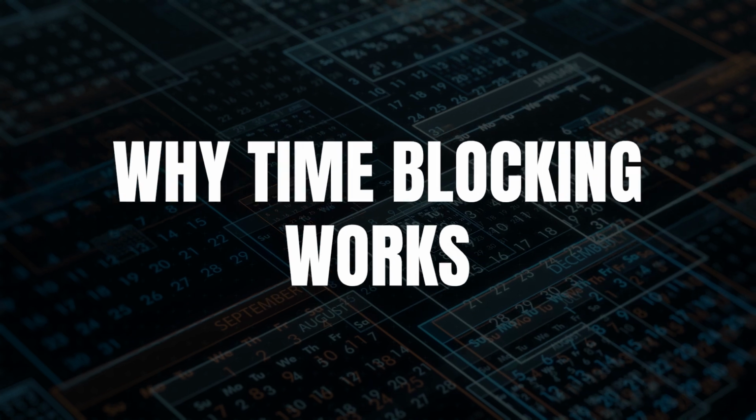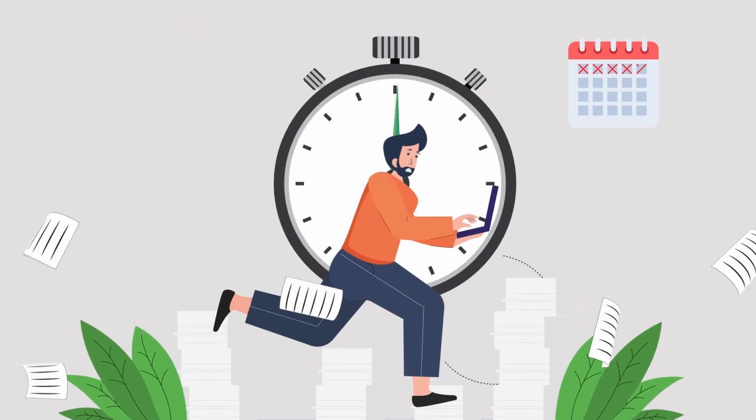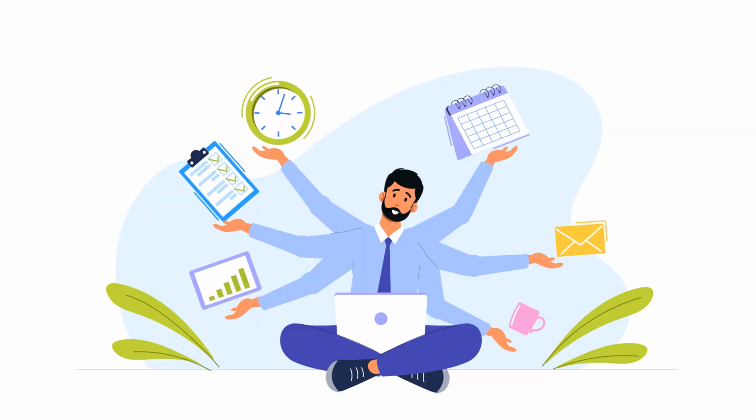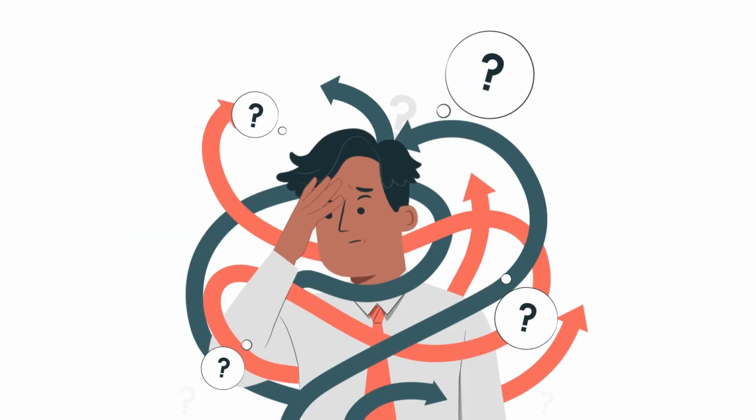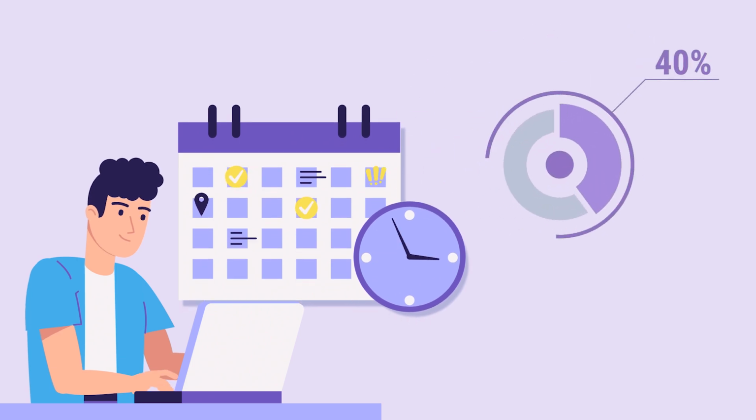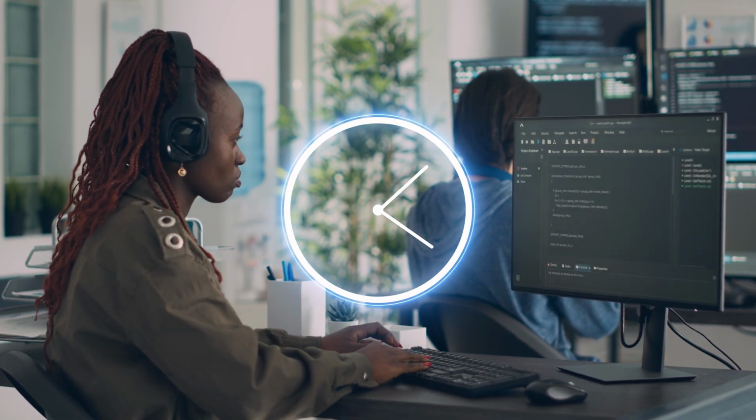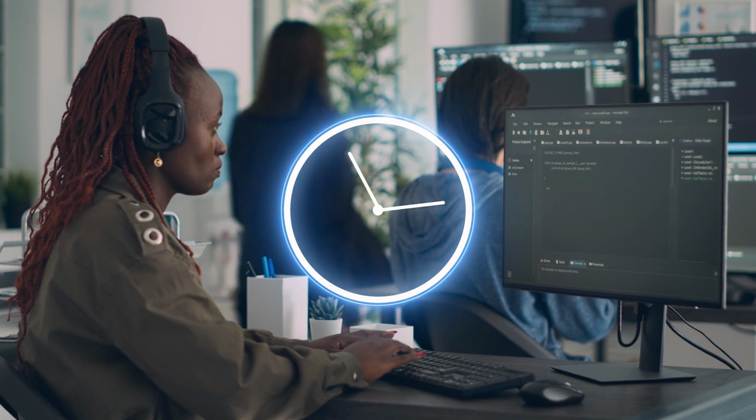Why does time blocking work so well? Because it tackles two major productivity killers: multitasking and decision fatigue. Studies have shown that multitasking can reduce productivity by up to 40%. When you time block, you focus on one task at a time, which allows you to complete it more efficiently.